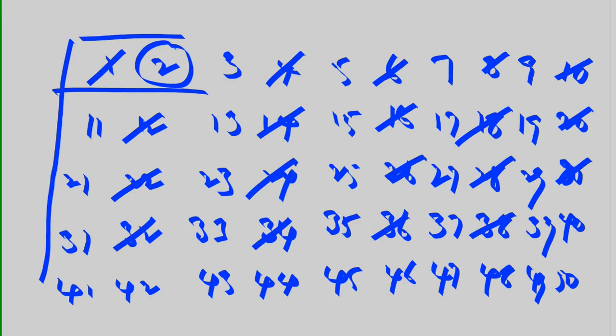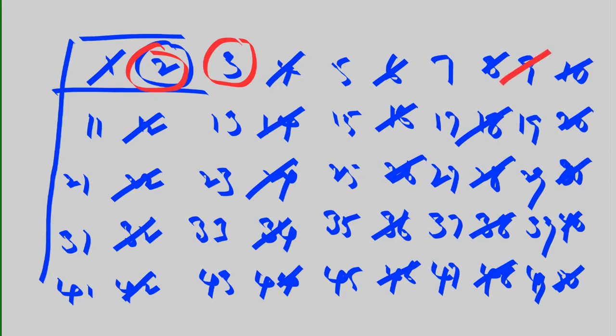So after cancellation of multiples of 2, the next number is 3, circle it. Now multiples of 3 we have to cancel. Multiples of 3 means 3 ones are 3, 3 twos are 6, already cancelled. 3 threes are 9, we have to cancel it.